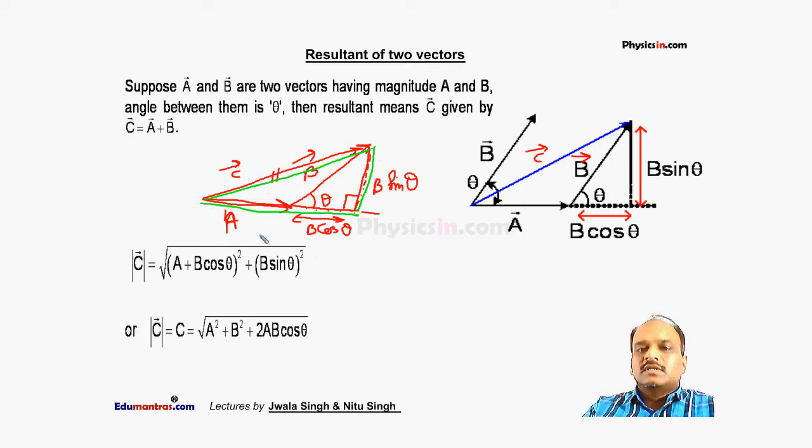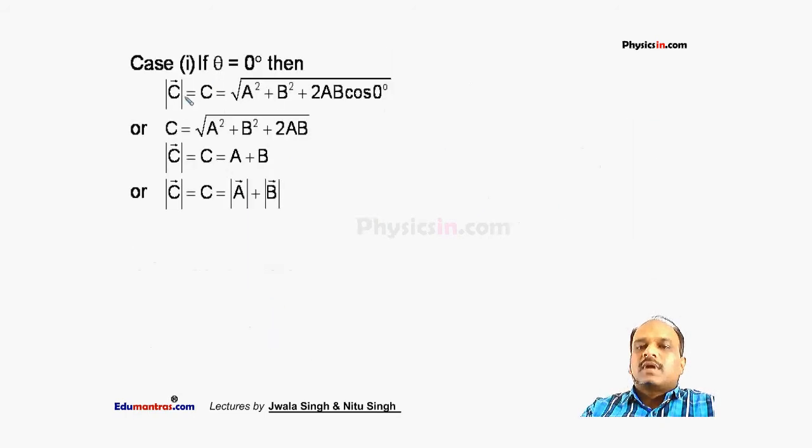So I can say the magnitude of vector C is the square root of (A plus B cos theta) whole square plus (B sin theta) whole square, which comes out to be the magnitude of vector C is root over A square plus B square plus 2AB cos theta. Now, since the magnitude of vector A plus B is equal to the magnitude of C, as we know, C is equal to root over A square plus B square plus 2AB cos theta.